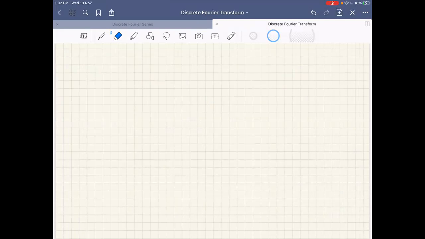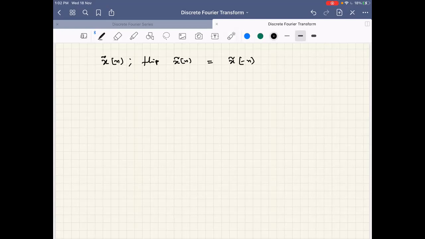So say if we have a sequence x of n, x tilde of n, and if we flip the sequence, how do we write it? X tilde of minus n. We want to see what is the implication of flipping x of n, and for the flipped x of n, we wish to take DFT and so on to analyze the frequency domain information of this aperiodic sequence. Okay, how should we write? X of minus n we can write.